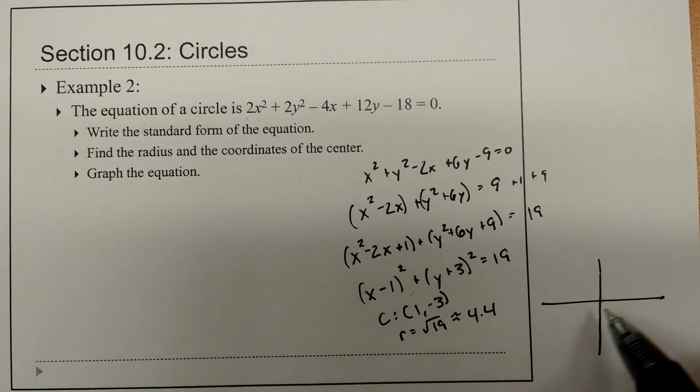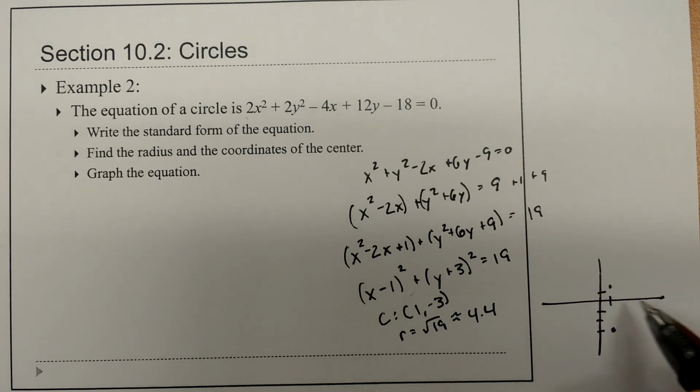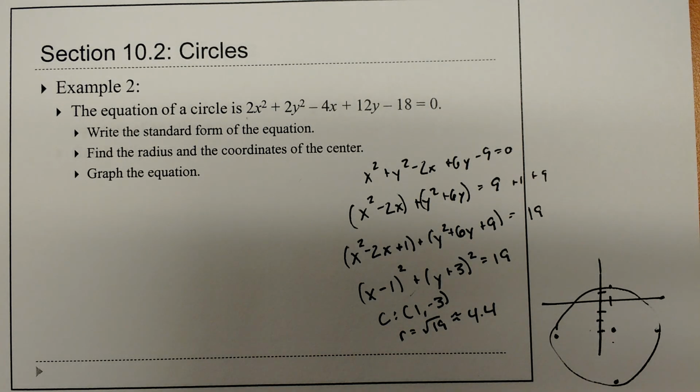We'll go over 1, down 3, and there's the center. The radius is about 4.5 units, so 1, 2, 3, 4 and a bit, and we'll mark that in each direction. It's a little bit easier with some real graph paper, but that's the idea. So that's the end of section 10.2.